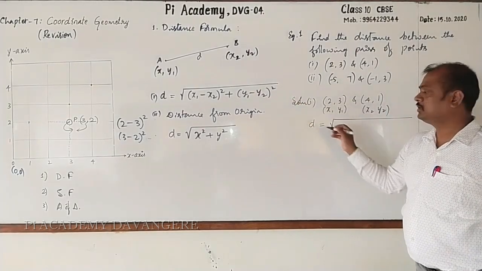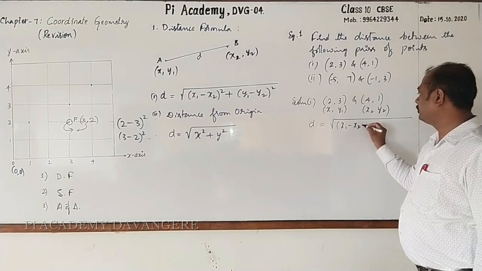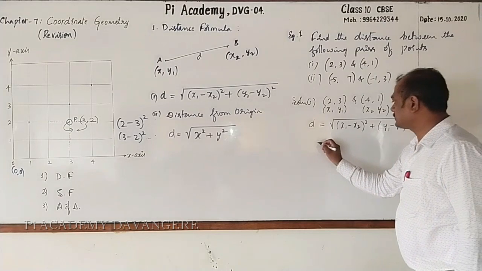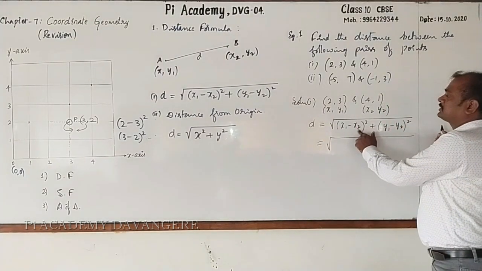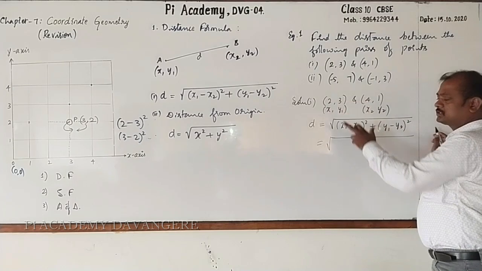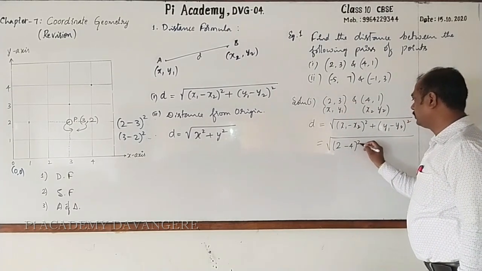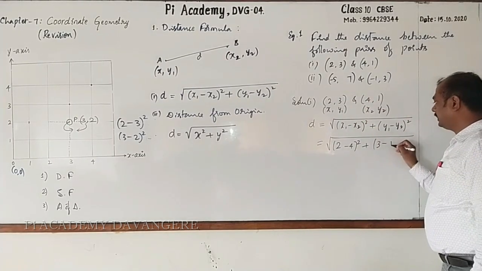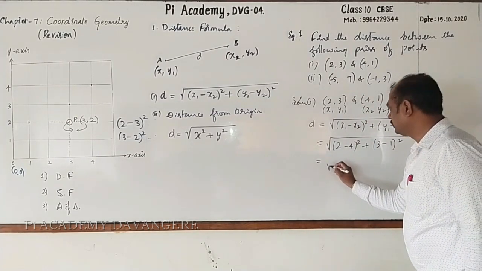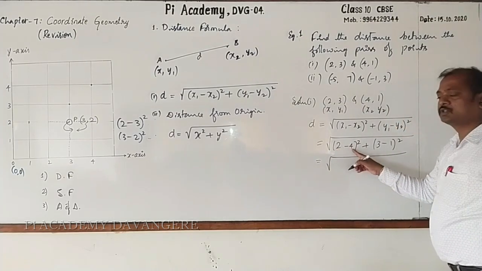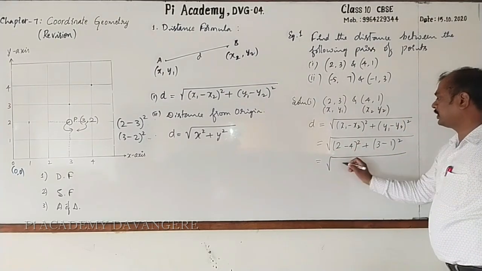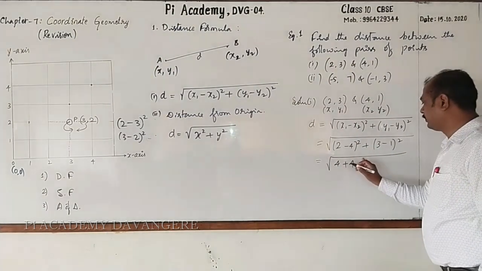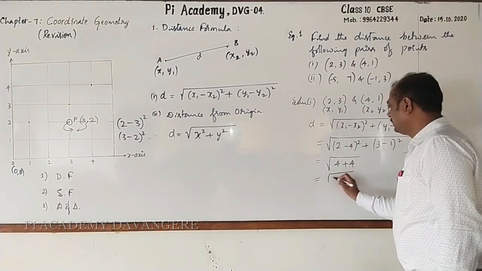Very good. It is square root of (x1 minus x2) whole square plus (y1 minus y2) whole square. Then substitute. See that it is 2 minus 4, whole square, plus y1 minus y2, 3 and 1, so 3 minus 1 whole square. It is equal to square root of 2 minus 4 is minus 2, minus 2 whole square is 4, plus 3 minus 1 is again 2, 2 whole square is 4. 4 plus 4 is 8.